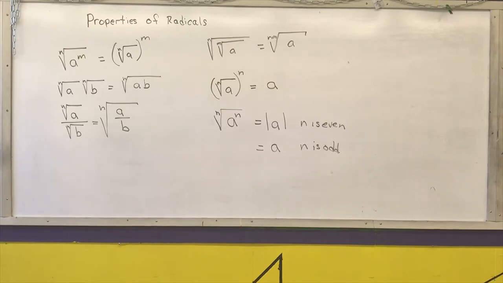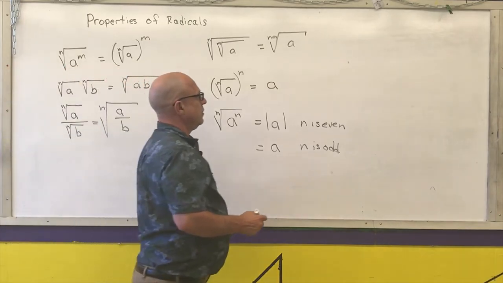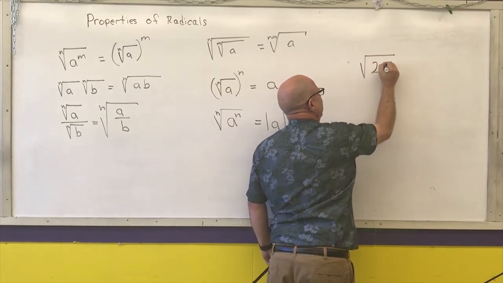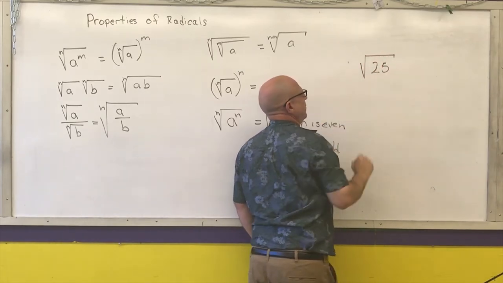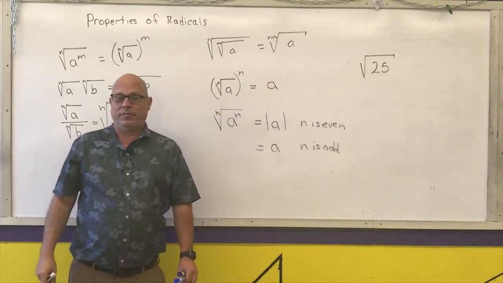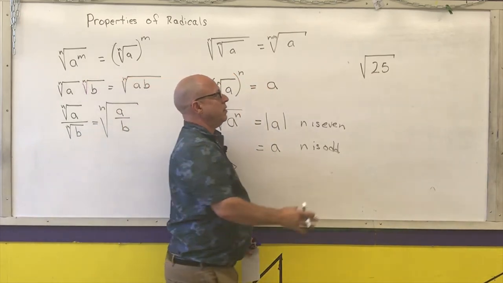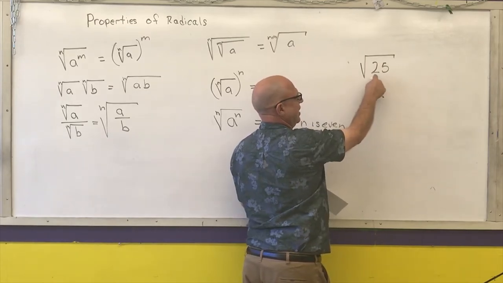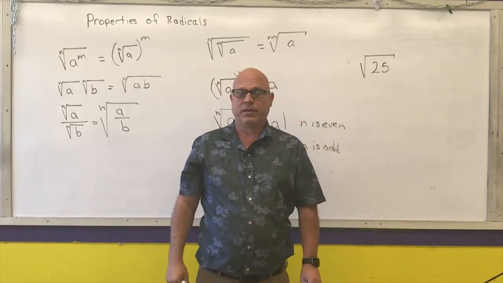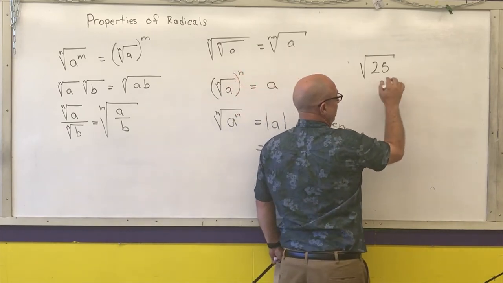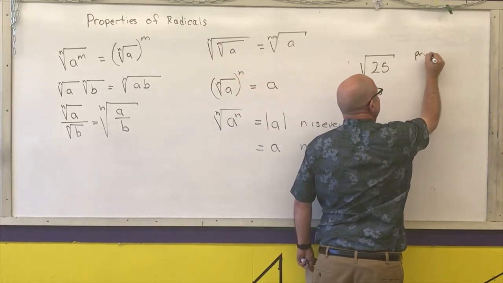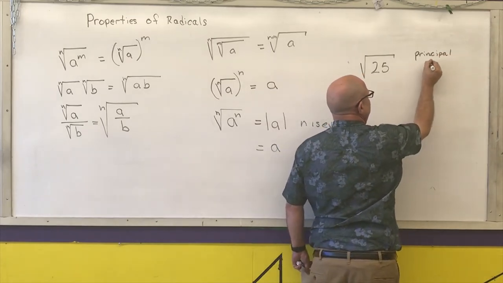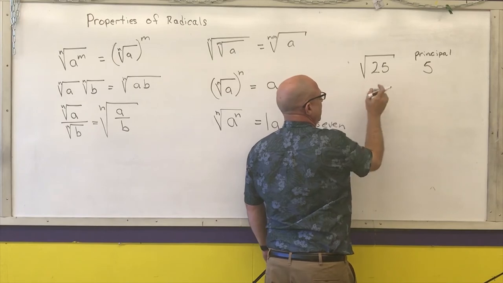Want to talk about principal roots. For example, if you have the square root of 25 that is provided for you, the principal root has the same sign as what is underneath the radical. Okay, so the principal root for this one would be 5. Notice the square root of 25.